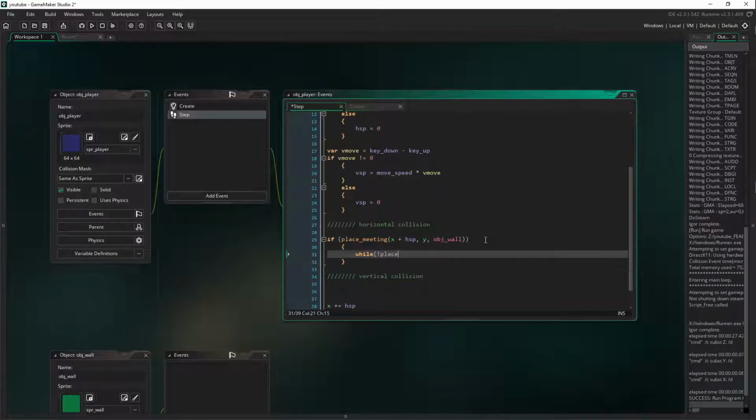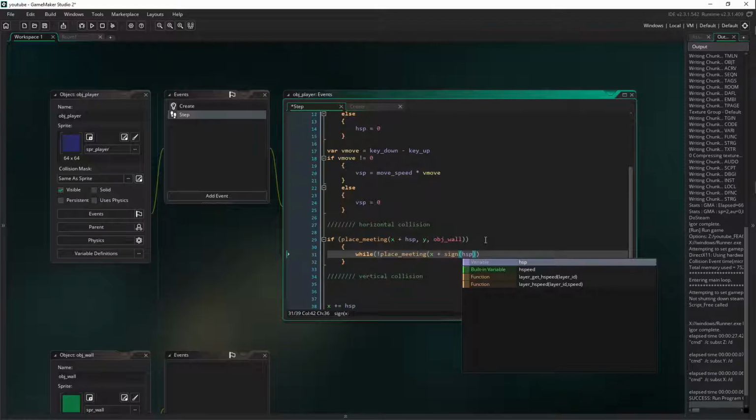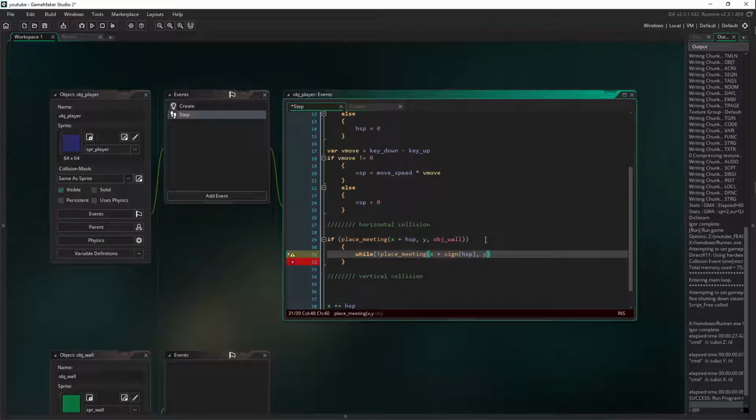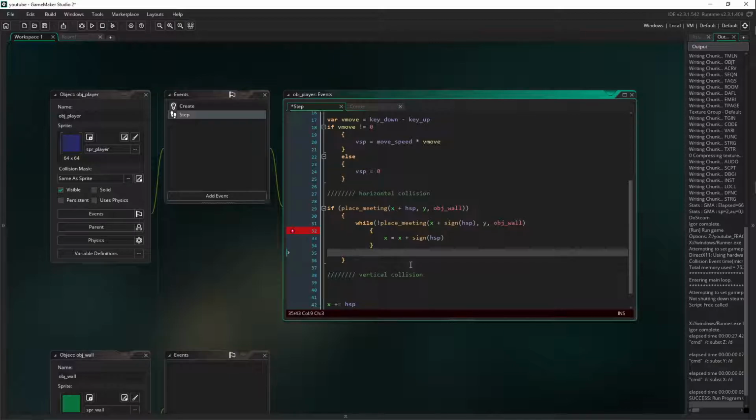not place_meeting x plus the sign of hsp, comma y comma obj_wall. We're gonna open up another pair of brackets. We're gonna say x equals x plus sign of hsp. Then we're gonna go out of those brackets into the original set of place_meeting brackets, and we are going to type hsp equals zero.